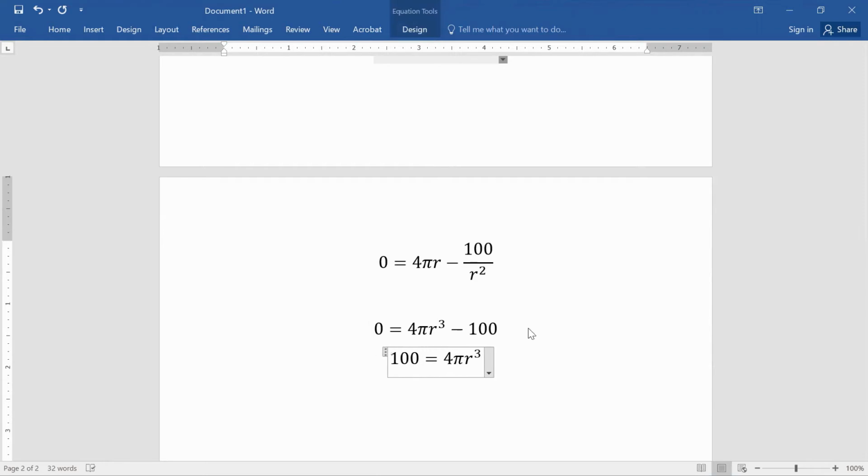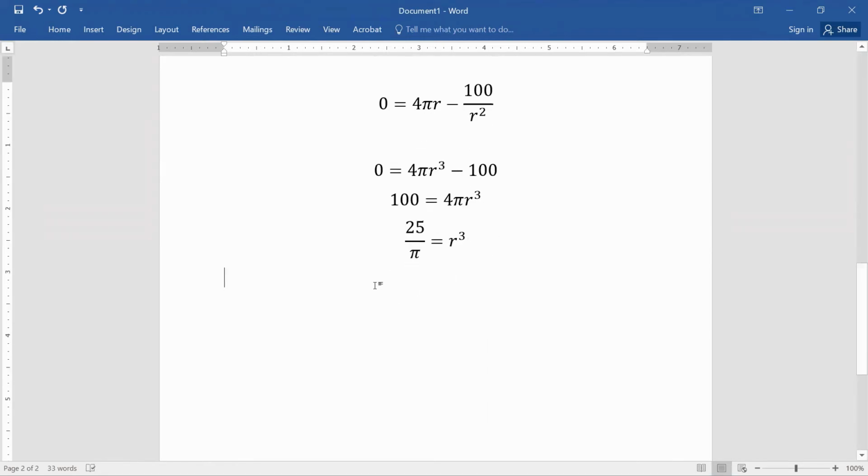So I add 100 to both sides, then I divide by 4. I would end up with 25 equals, actually let's divide by 4 pi. I would end up with 25 over pi equals r to the third. And therefore, r would have to be the cube root. And it's going to be positive because of the context of the problem. It would be the cube root of 25 over pi.